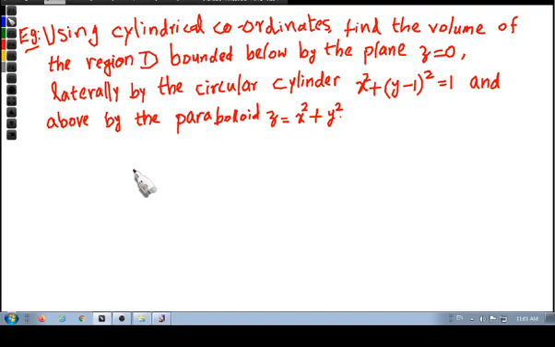Laterally by the circular cylinder, x square plus y minus 1 the whole square is equal to 1. So this circular cylinder is given in Cartesian coordinates, but you have to find out the volume using cylindrical coordinates. So you have to convert this equation into an equivalent equation in cylindrical coordinates, and above by the parabola z equal to x square plus y square. This is also in Cartesian coordinates. You have to convert this into cylindrical coordinates.